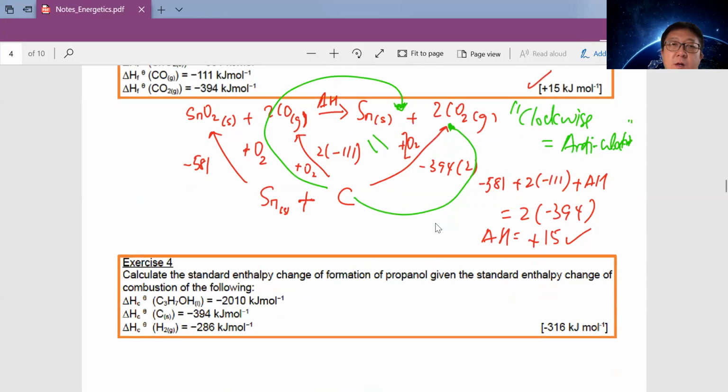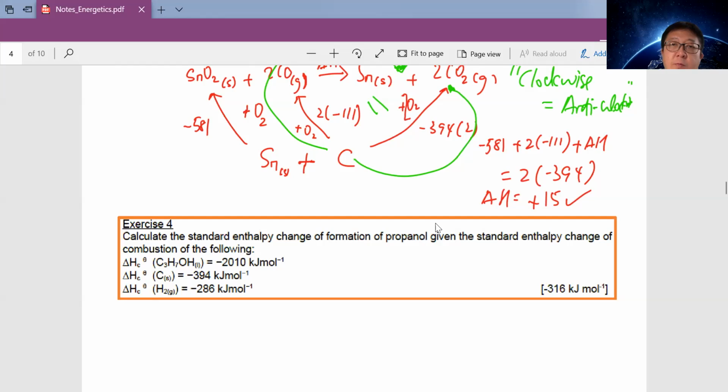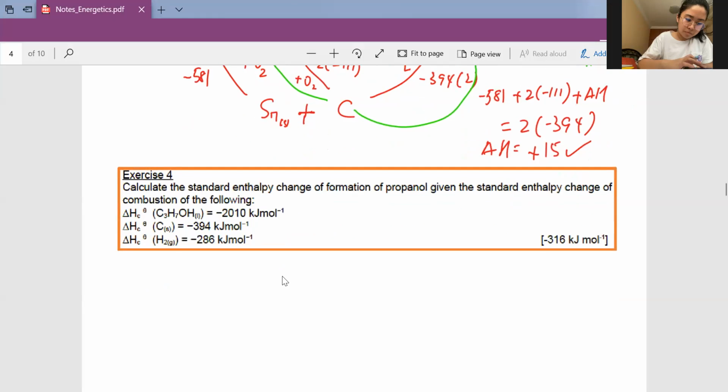Exercise 4, enthalpy change of formation of propanol. Propanol is an alcohol, the third member, so it's C3H7OH. Okay, so you can try. You all try first to form the equation, or maybe I help you all with the enthalpy change of formation of propanol first. So start from here.